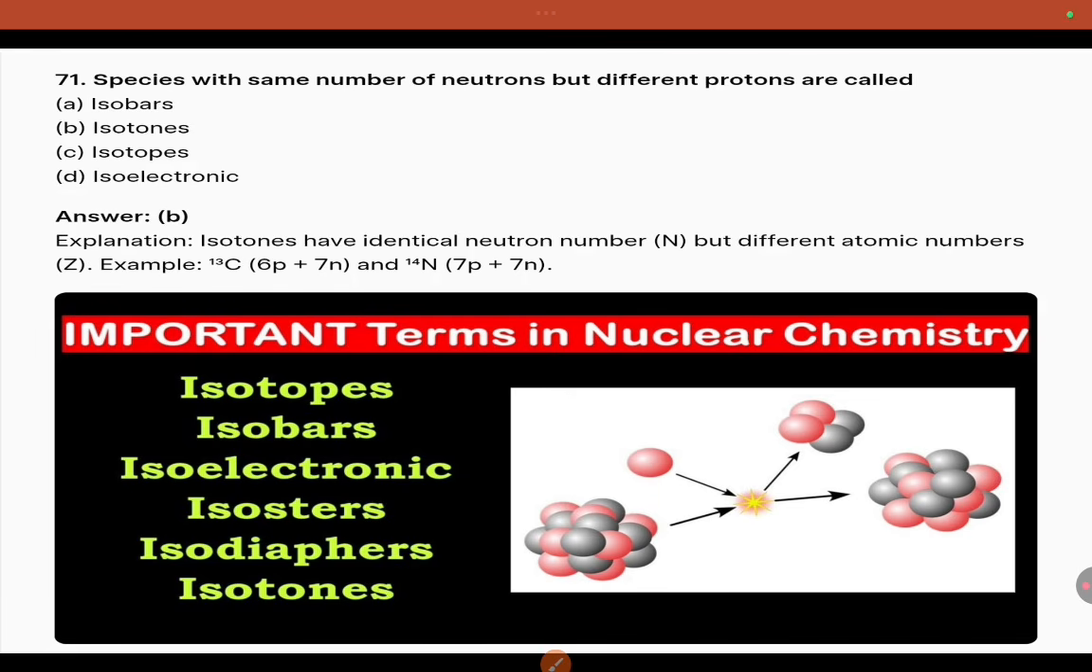71. Species with the same number of neutrons but different protons are called, that is about the isotones.